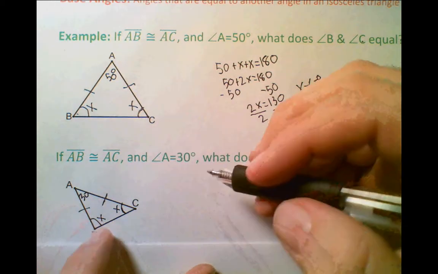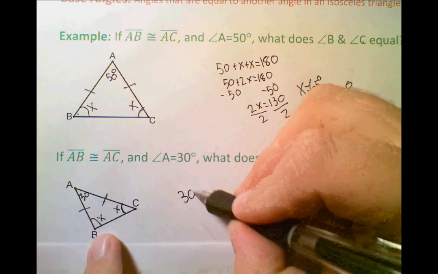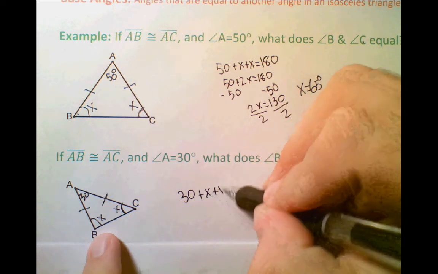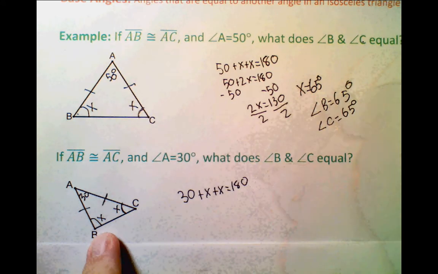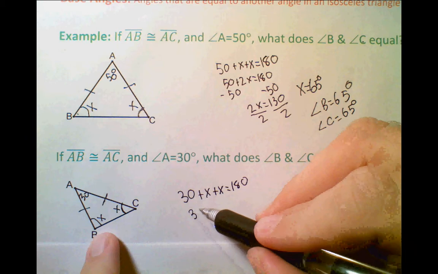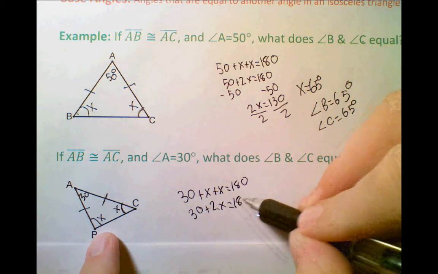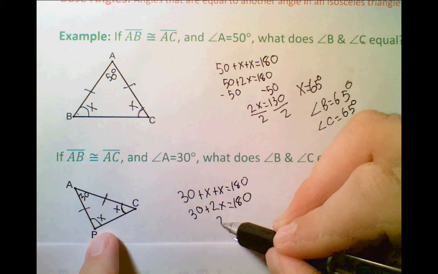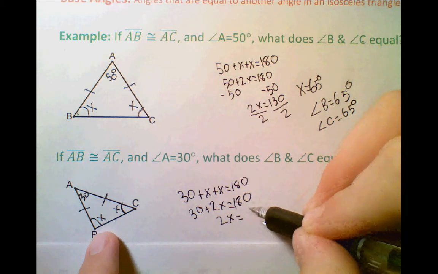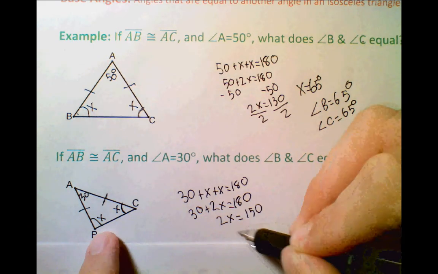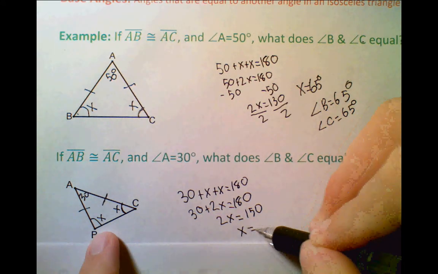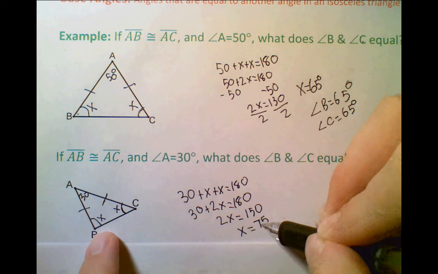Now, we add them up, they equal 180. So 30 plus X plus X equals 180, and then I know that 30 plus 2X equals 180. Subtract 30 from both sides, I get 2X equals 150. And then finally, divide both sides by 2, I get X is equal to 75.